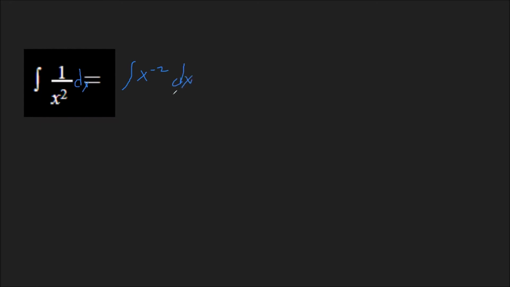Now we can obviously use the first formula that we went over earlier. And so the formula is 1 over n plus 1, x to the power of n plus 1. Now n in this case is negative 2. And so 1 over negative 2 plus 1, that is negative 1, times x to the power of negative 2 plus 1, which is negative 1. And so this whole thing is equal to negative 1 over x plus c.